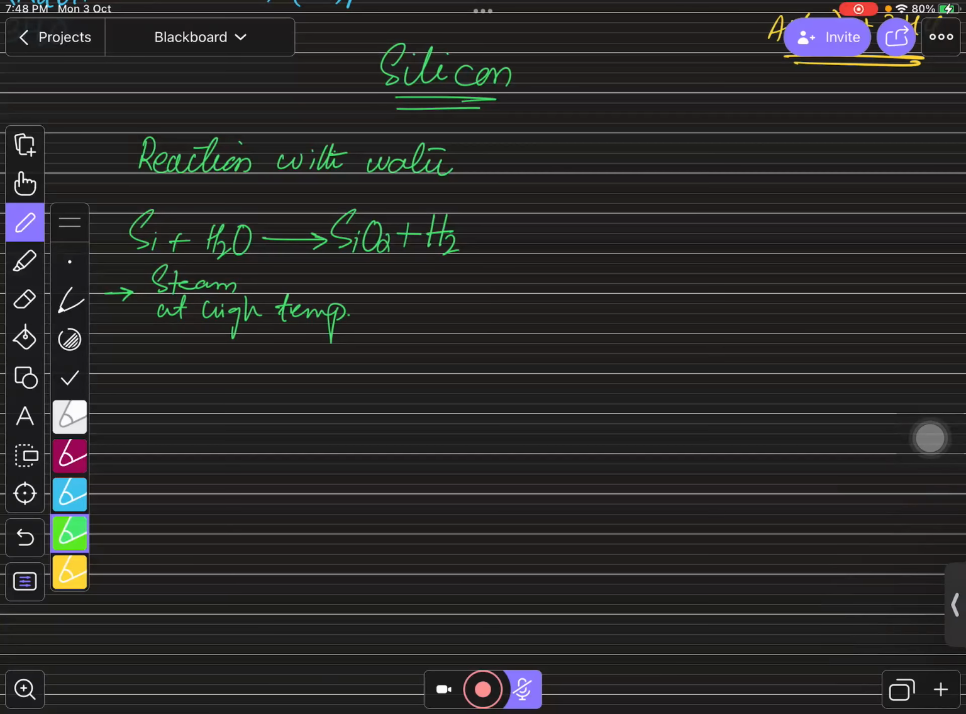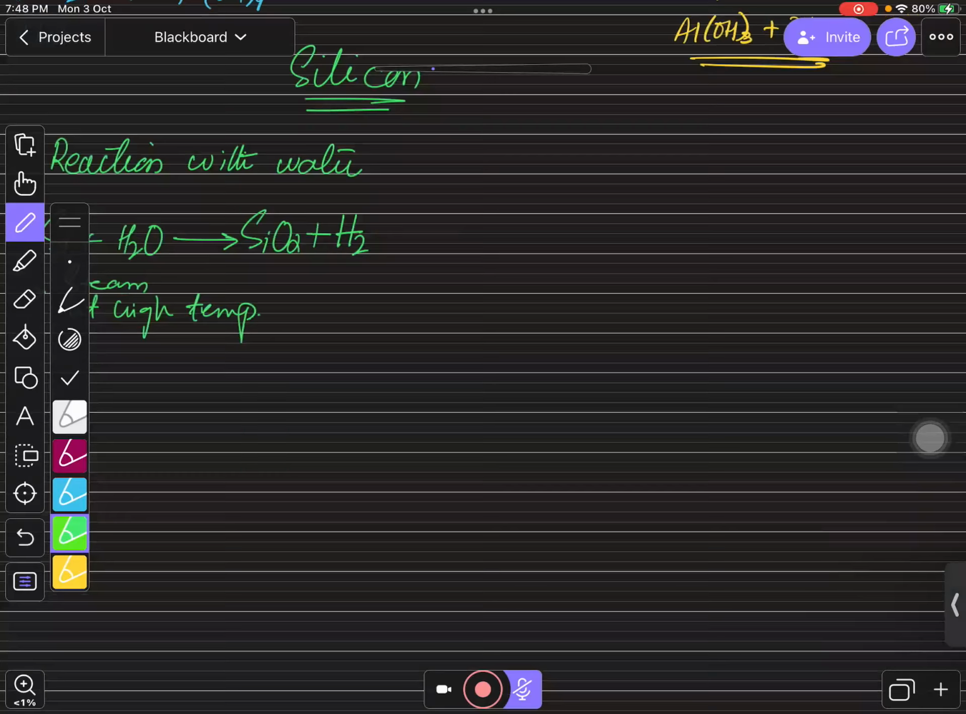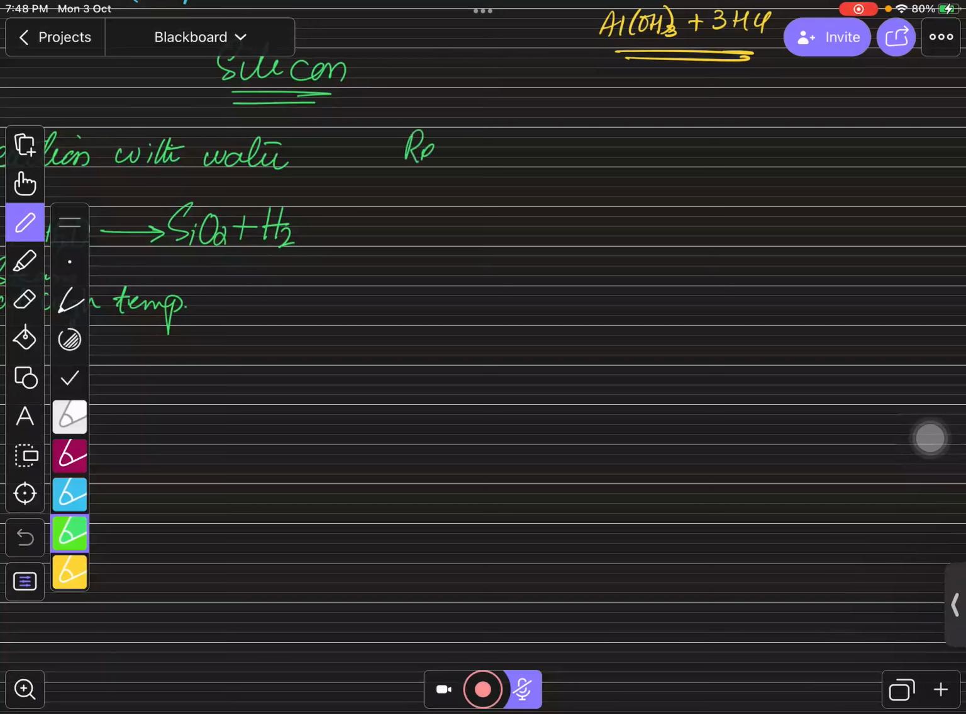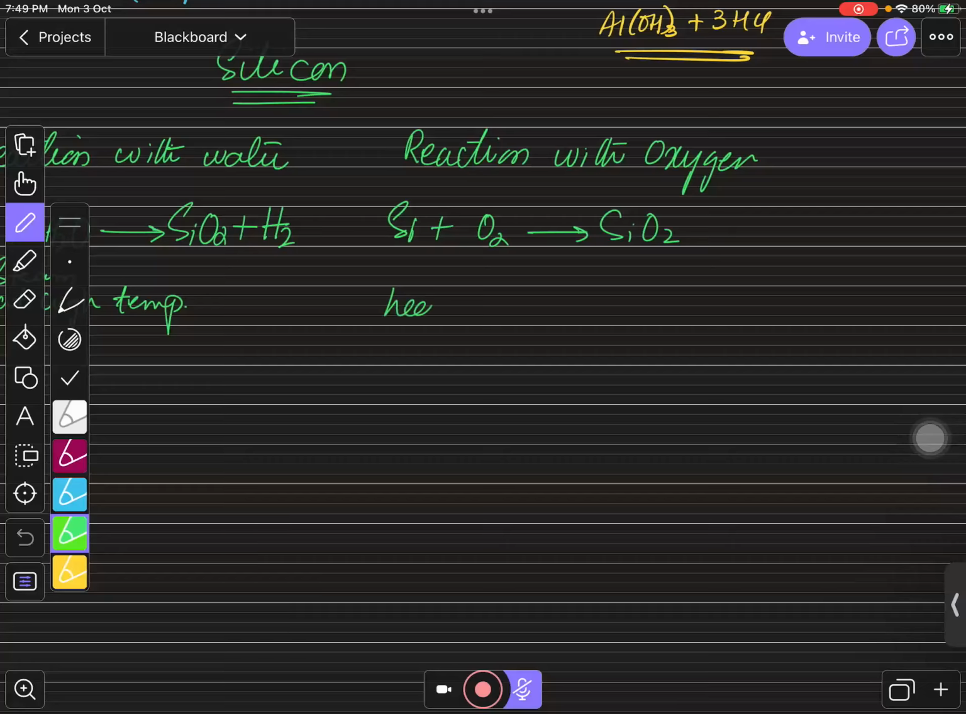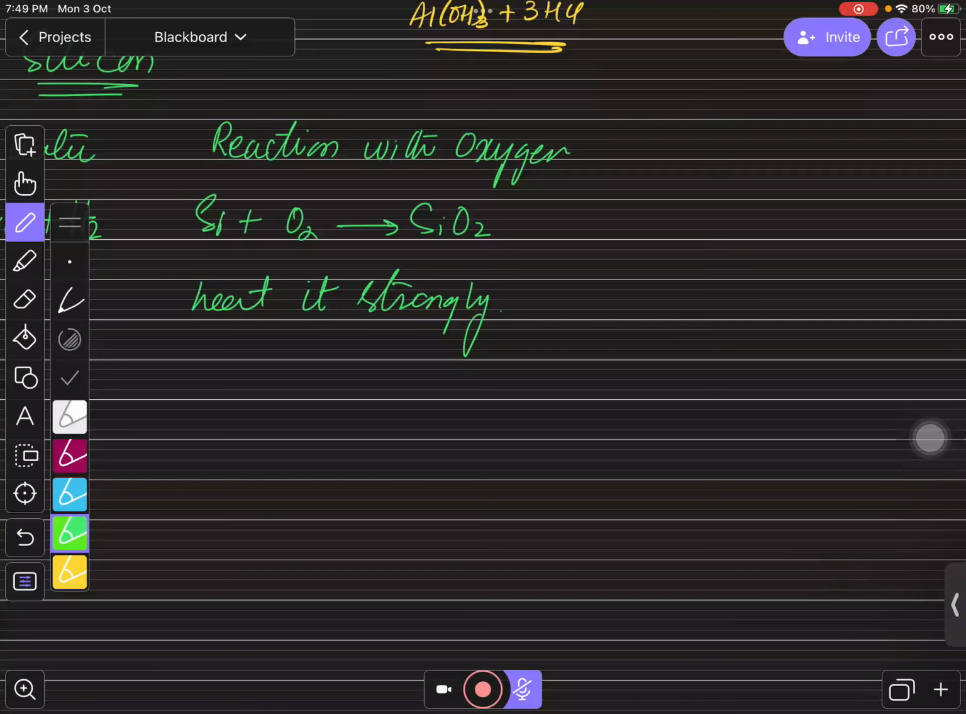Then if you talk about reaction with oxygen, it is actually the burning of silicon. So when you burn silicon in the presence of oxygen, definitely silicon can burn to form silicon dioxide, right? And it is only possible when you heat it strongly. Otherwise, it is also not possible because silicon is a giant structure, right?